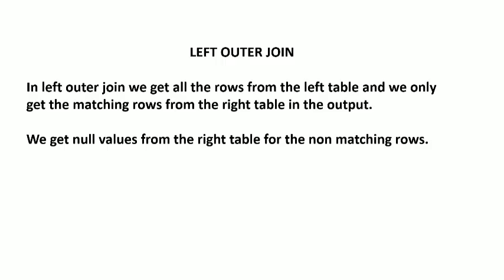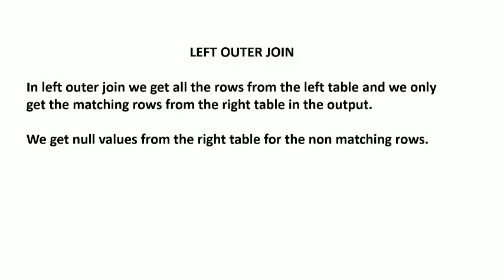Now, if we talk about left outer join, in left outer join, we get all the records from the left table, and we only get the matching records from the right table. That is okay. But the most important thing you should remember is that we get null values from the right table for non-matching records.